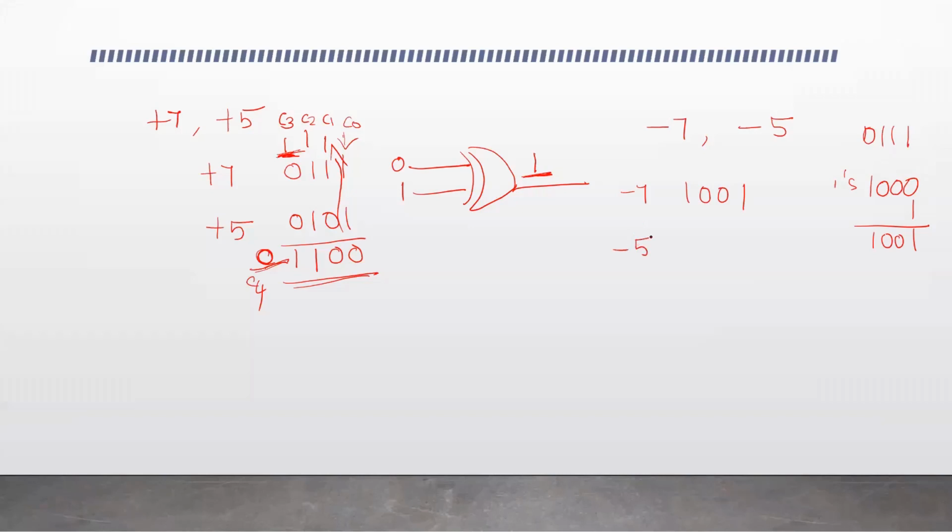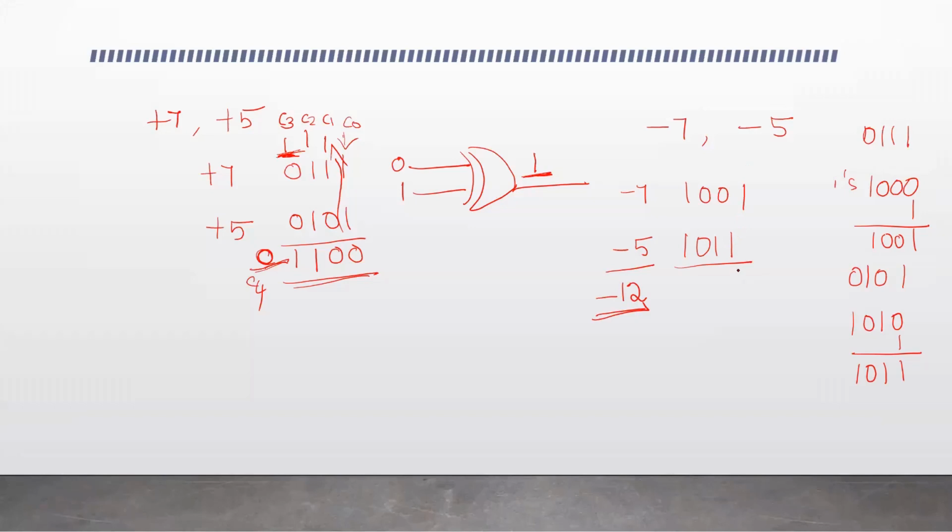And what is minus 5? 5 is 0, 1, 0, 1. Invert the bits for 1's complement: 1, 0, 1, 0. Add 1 to this, you get 1, 0, 1, 1. So when you add these, the result should be minus 12. So there will be overflow here. How will we detect it?